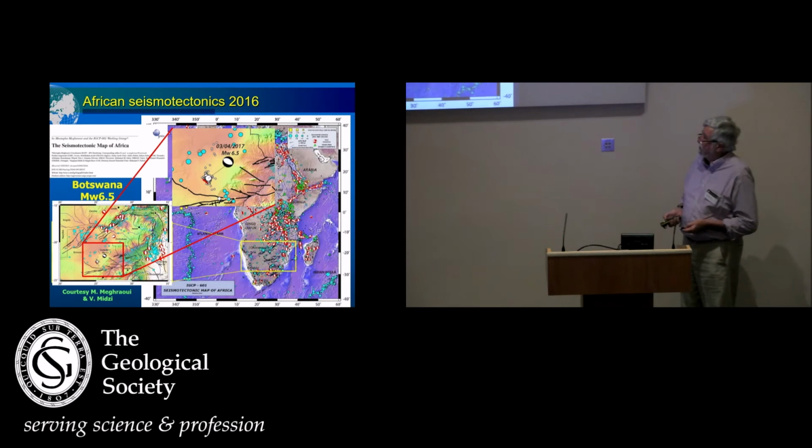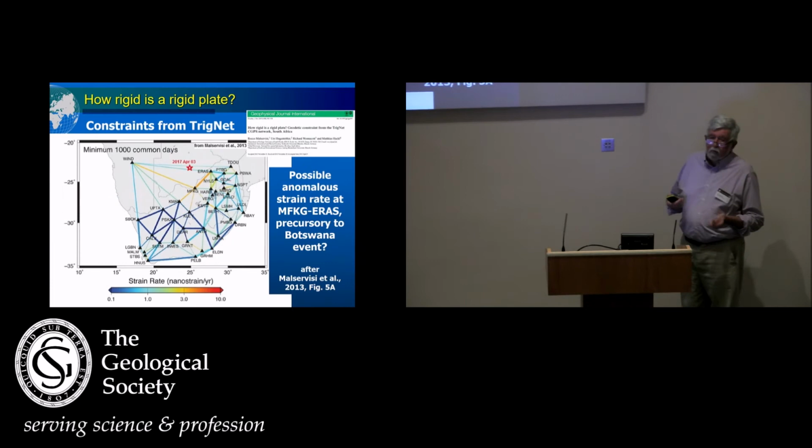The implications of this now, of course: we looked back at the GPS data, and we noticed in the 2013 paper that there was some kind of anomalous strain rate, an order of magnitude higher than most of the TrigNet system in South Africa. And we thought, well, is this an indication that there was, in fact, something being prepared there? We've since gone back and looked at the data.